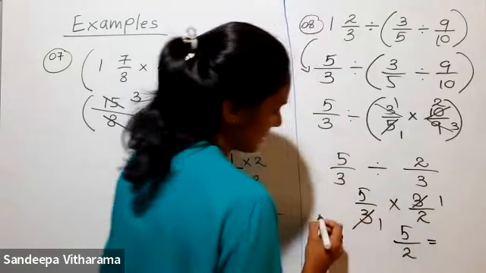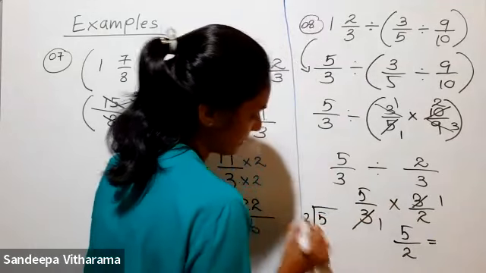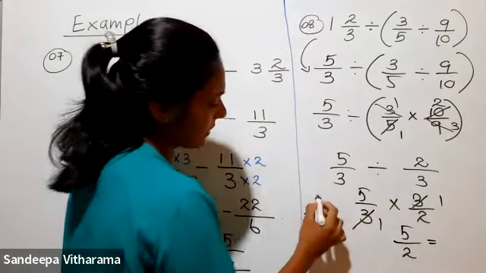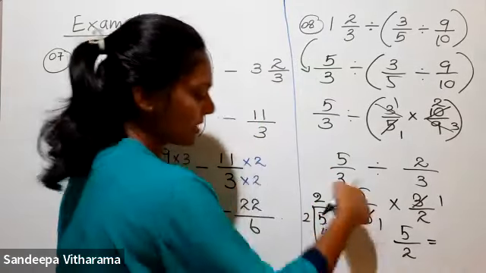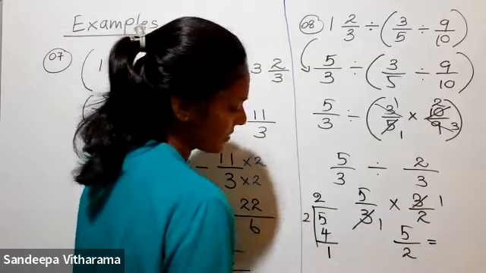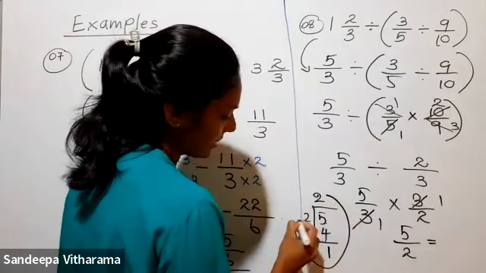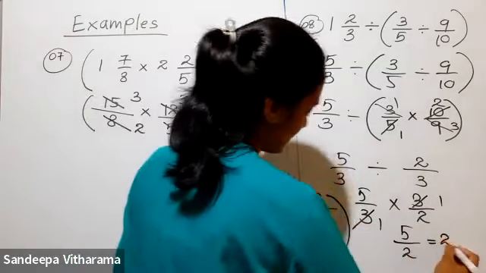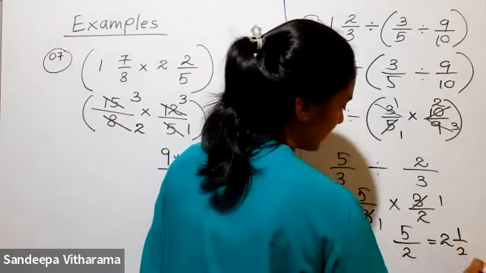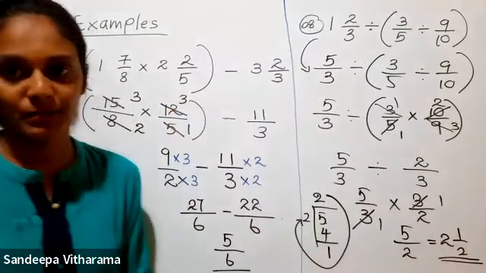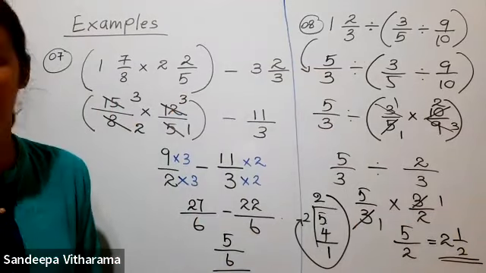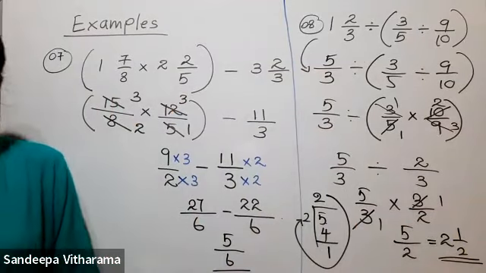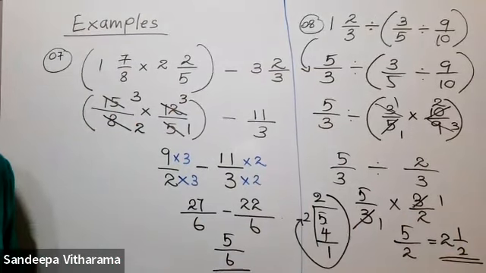So convert this into a mixed number. Divide by 2. How many 2s within 5? It is 2. 2 into 2, it is 4. 4 is subtracted from 5, it is 1. So when you write it, 2 and 1 upon 2 is the answer. Raise your hand if you have got this answer. Okay, very good.